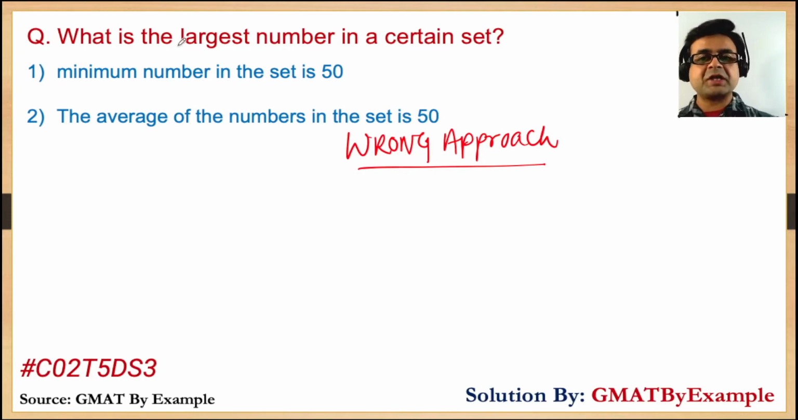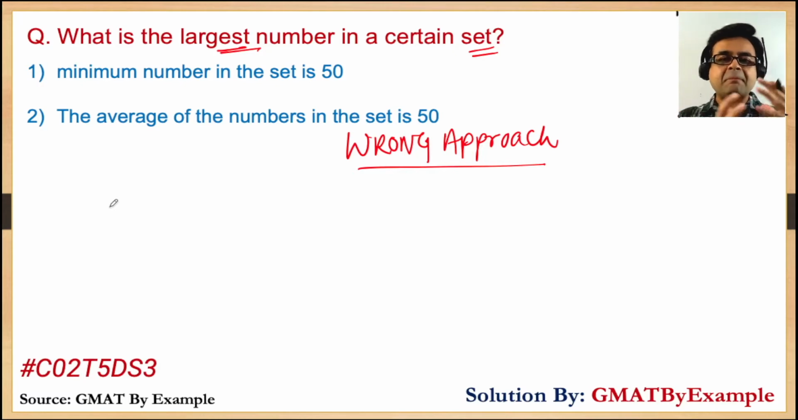So the question asks, what is the largest number in a certain set? The first thing that you must know, and people do not, is that a set is a sequence of numbers which are all distinct from each other. Now, it doesn't say whether it's integers or non-integers. However, you know at least that we are dealing with a set. Since we are dealing with a set, all of the numbers are different. They cannot be equal.